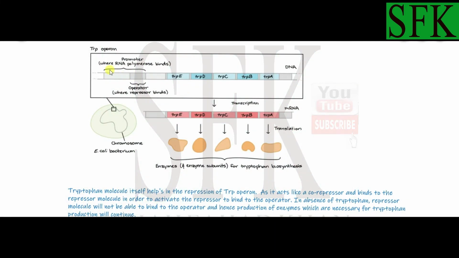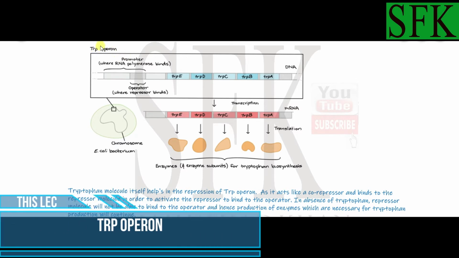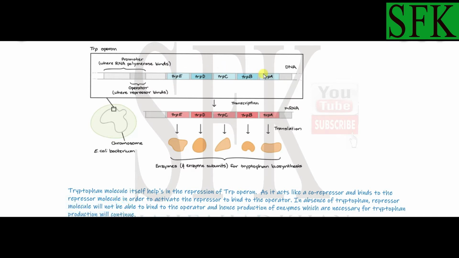Okay guys, so in this lecture we are going to talk about the trp operon. The trp operon, like the lac operon, is also a bacterial operon present in E. coli, and it has genes which are responsible for coding for those enzymes or enzyme subunits that are involved in the biosynthesis of the amino acid tryptophan. Although tryptophan is an amino acid, its synthesis involves several enzymes. And although these enzymes are much larger molecules, containing several amino acids themselves, they are involved in the synthesis of tryptophan.